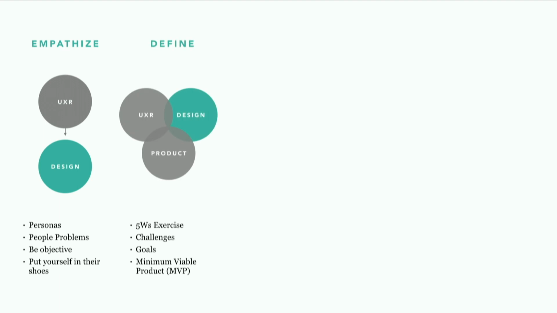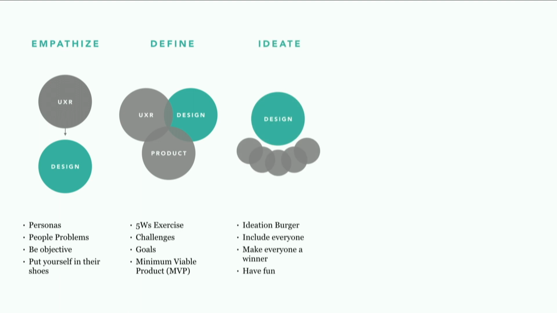Second, define. Work with your product manager. Work with your user researcher. Use the 5W exercise to identify what your challenges are, what your goals are, and most importantly, your minimum viable product. Third, ideate. Again, design is the one that can lead the process here, but everyone can do this. Use the ideation burger, how might we, markers and post-its, and storyboarding. And then include everyone, make everyone a winner, and obviously have fun.